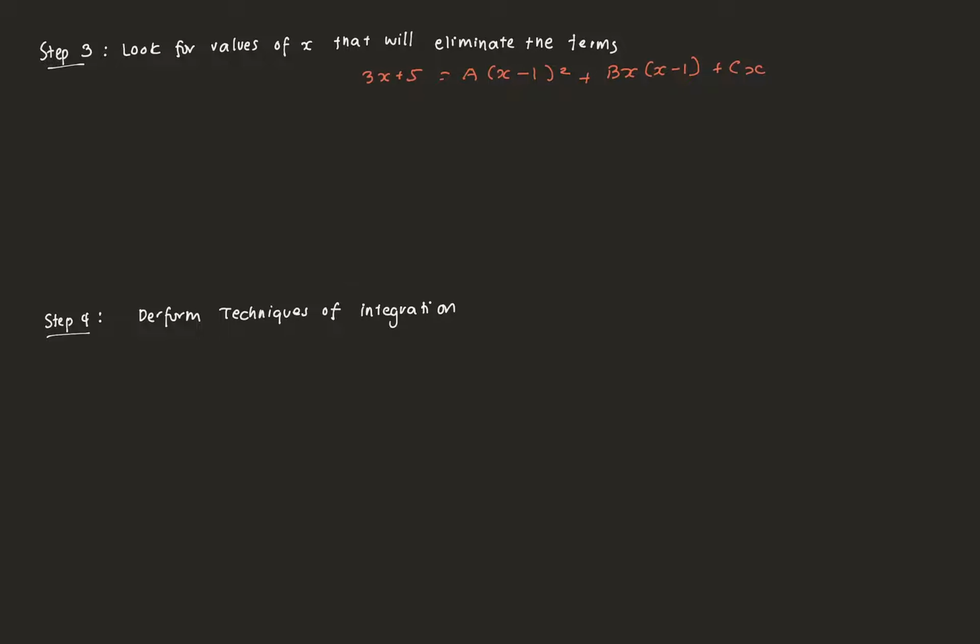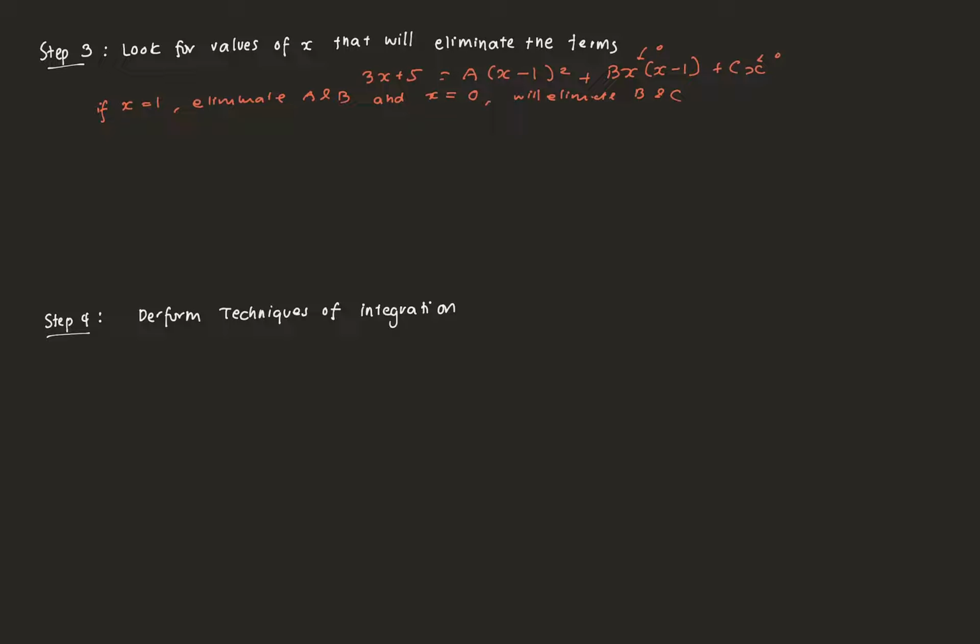So I can immediately think, if you look at this, if x is equal to 1, notice that will eliminate a and b, right? And if you also notice, if x is equal to 0, that will eliminate b and c, right? Because if I plug in 0 here and I plug in 0 here, that will eliminate the two terms. So we'll work with that.